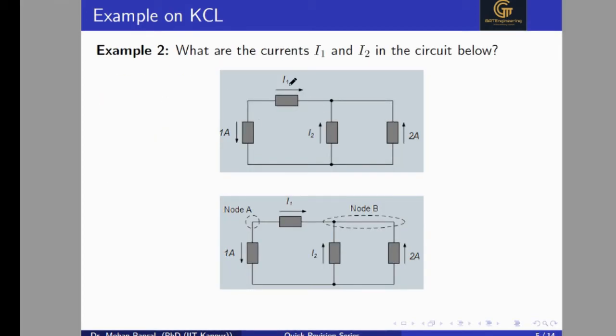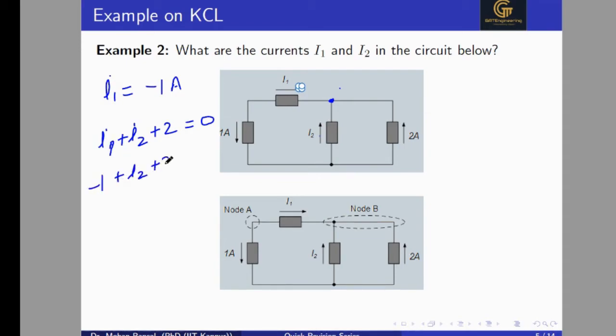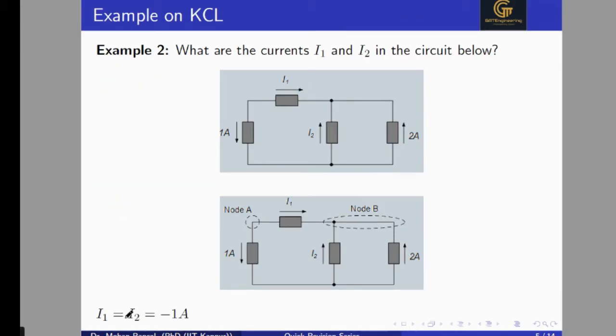In this diagram, this is a simple example we are considering here. We will see what the currents I1 and I2 are. First, we can see this 1 ampere current is in the opposite direction to I1. So directly we can write I1 is equal to minus 1 ampere, because both are in opposite directions but equal in magnitude. Now if we apply the KCL at this node, I1 is entering, I2 is also entering, and 2 ampere is also entering. So all these three should sum to 0. We know the value of I1 is minus 1, so minus 1 plus I2 plus 2 is equal to 0. From here we get I2 is equal to minus 1 ampere. So I1 equal to I2 equal to minus 1 ampere is the correct answer for this problem.